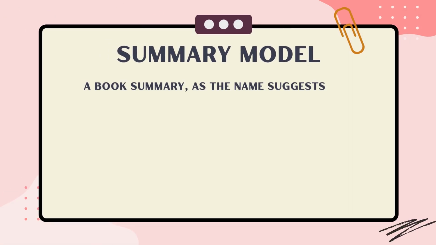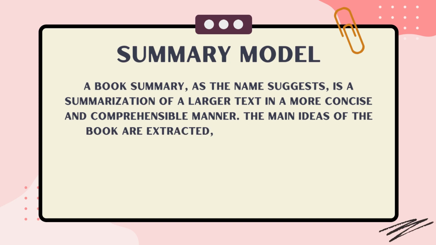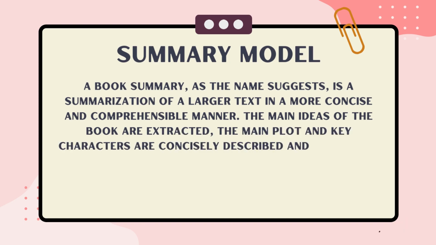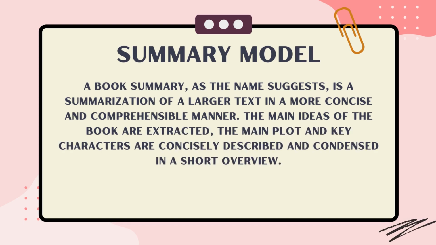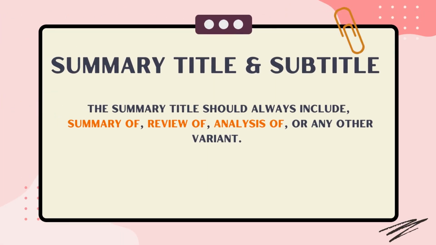Next is the summary model. As we all know, a summary is a condensed version of the original text, usually a full article or book. So when you are doing the summary, a summary title should carry phrases like summary of, review of, analysis of, and any other variants. The summary model is the best model. According to Amazon KDP, the summary model is only open to writers in the USA.